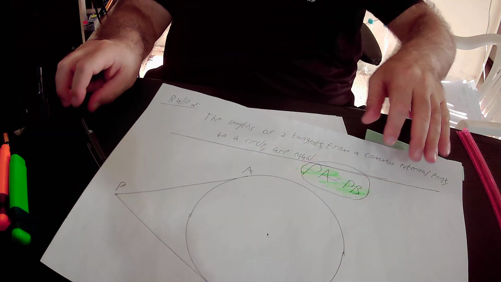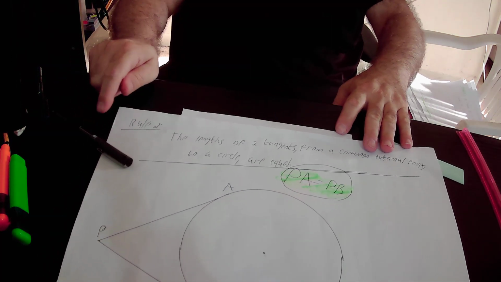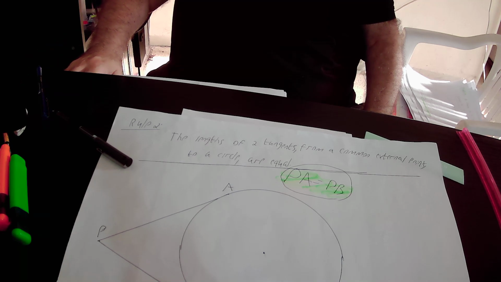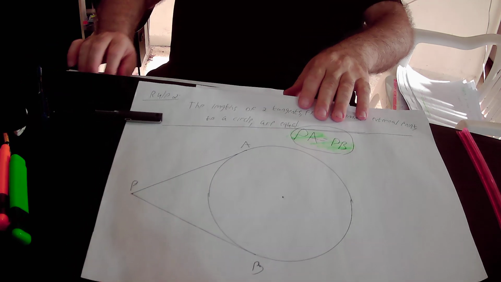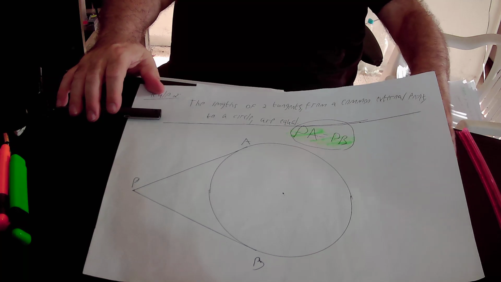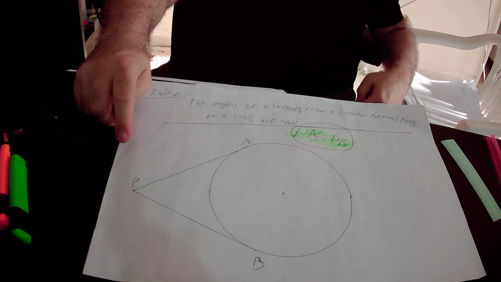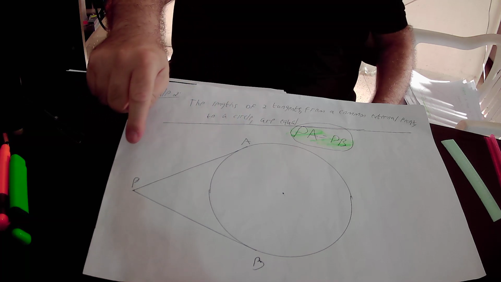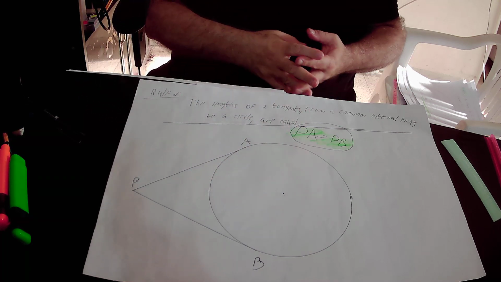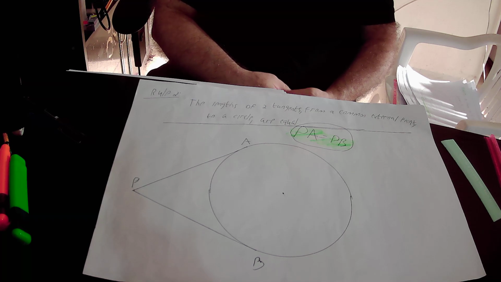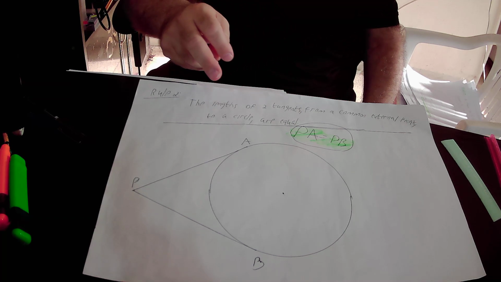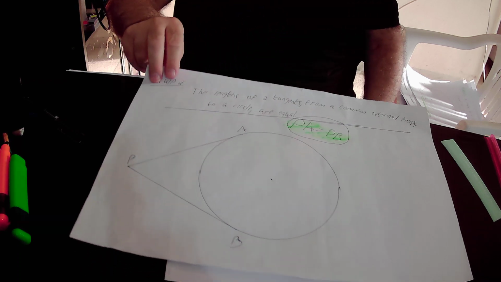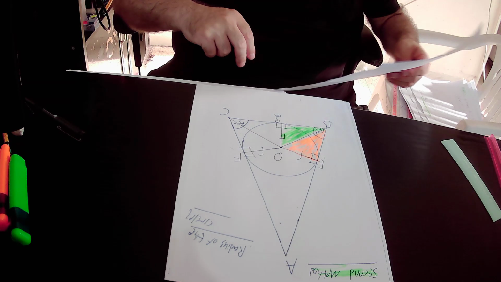According to rule number 2, the lengths of two tangents from a common external point to a circle are equal. So here we have the common external point P. From the common external point P, we have tangent PA and tangent PB to the circle. According to rule number 2, the lengths of those two tangents are equal to each other. This is to say PA equals PB.